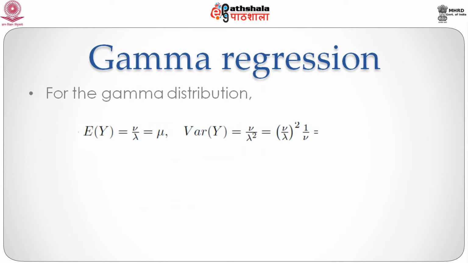To motivate gamma regression, note that for the gamma distribution, it is possible to show that expectation of y is equal to nu by lambda equal to mu and variance of y is equal to nu by lambda square, which we can parametrize as nu over lambda whole square into 1 over mu. The link function is g of mu i equal to log of mu i.